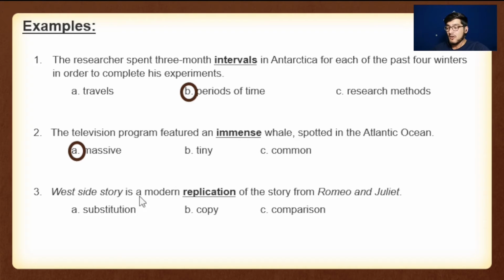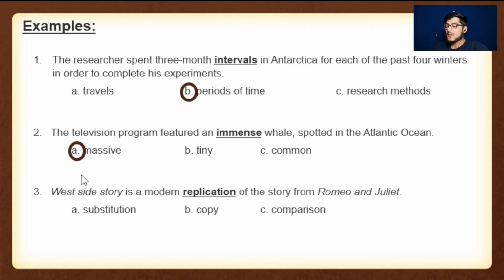It cannot be modern or ancient. It is the exact thing. So by having it modified, it omits option B. So we are only left with option A and option C. And having the word modern and replication in combination, we know that it cannot be something compared. Why? Because when we are comparing two objects, we are not talking about whether they are modern or ancient. We are just comparing them.